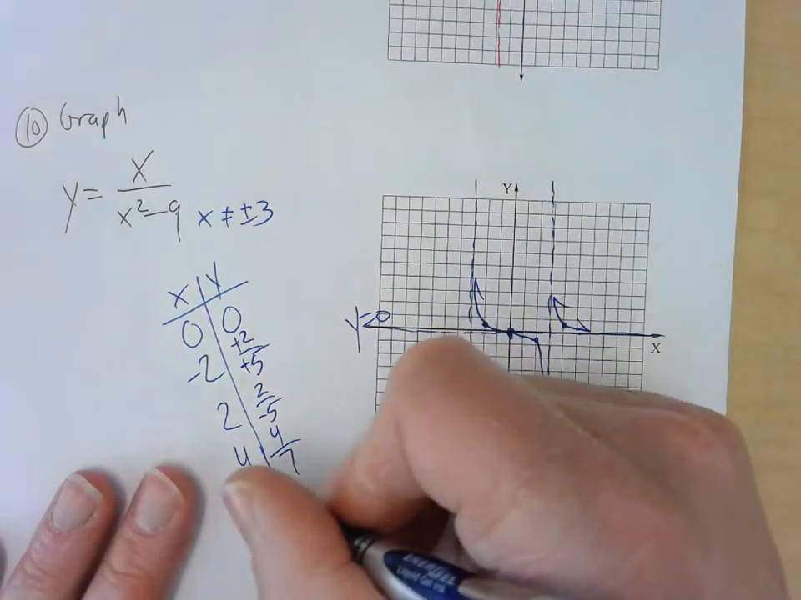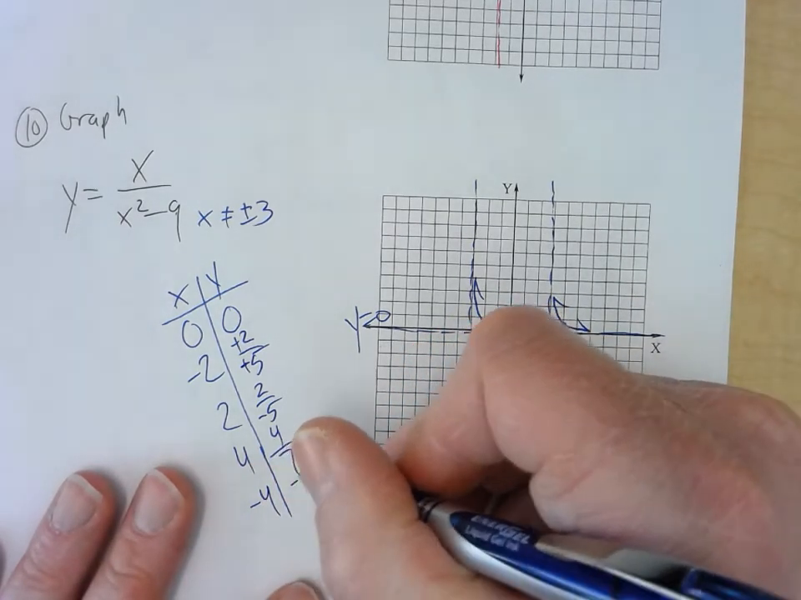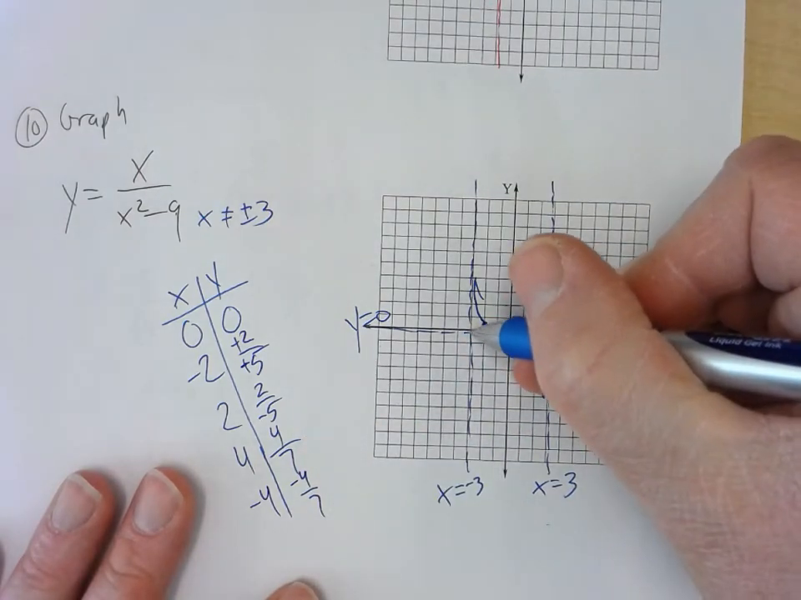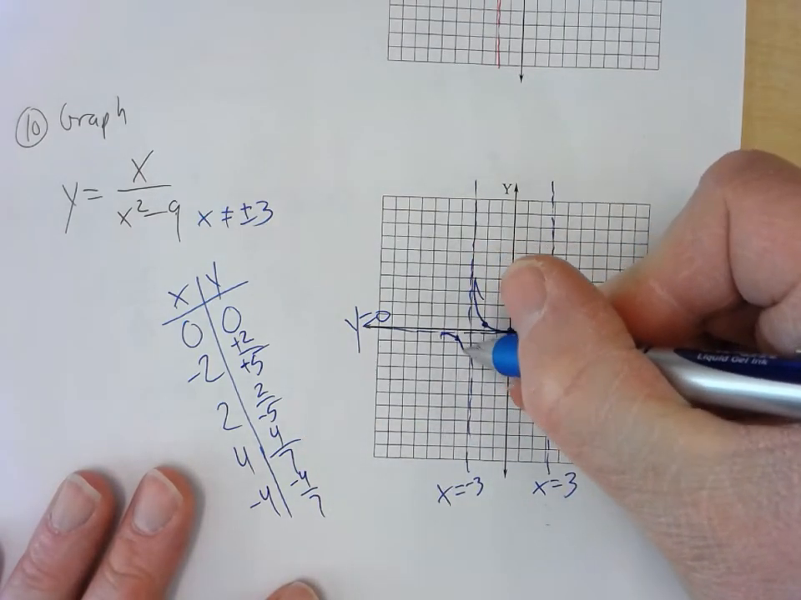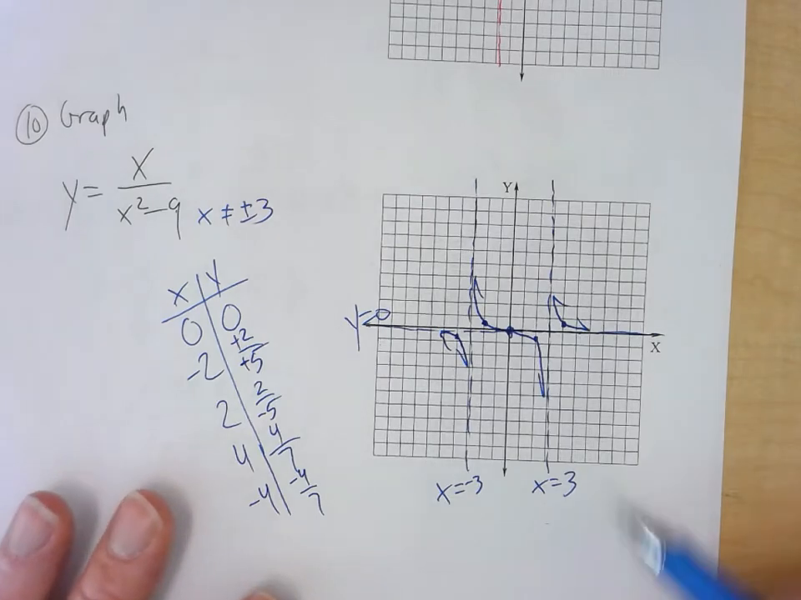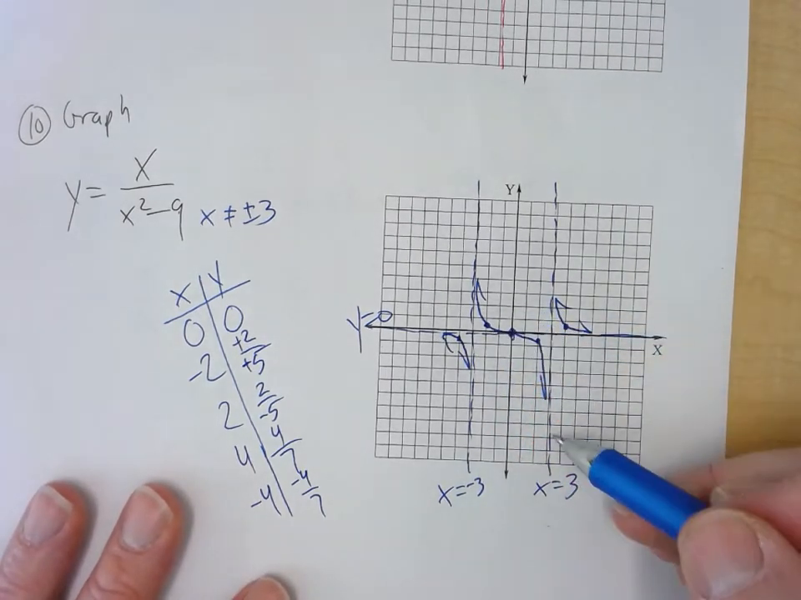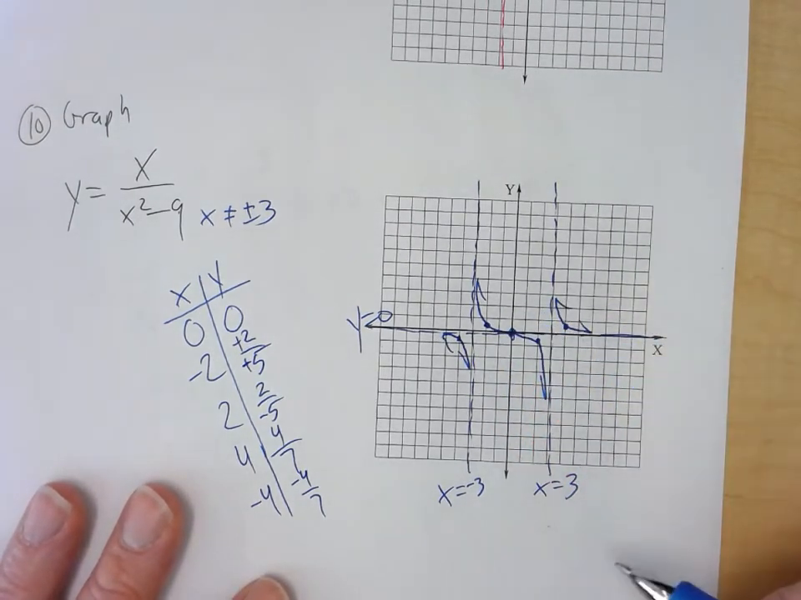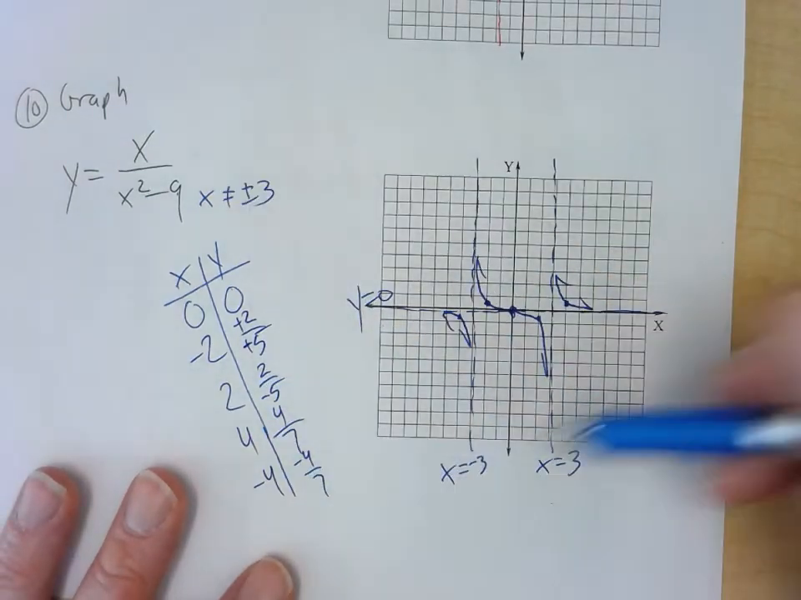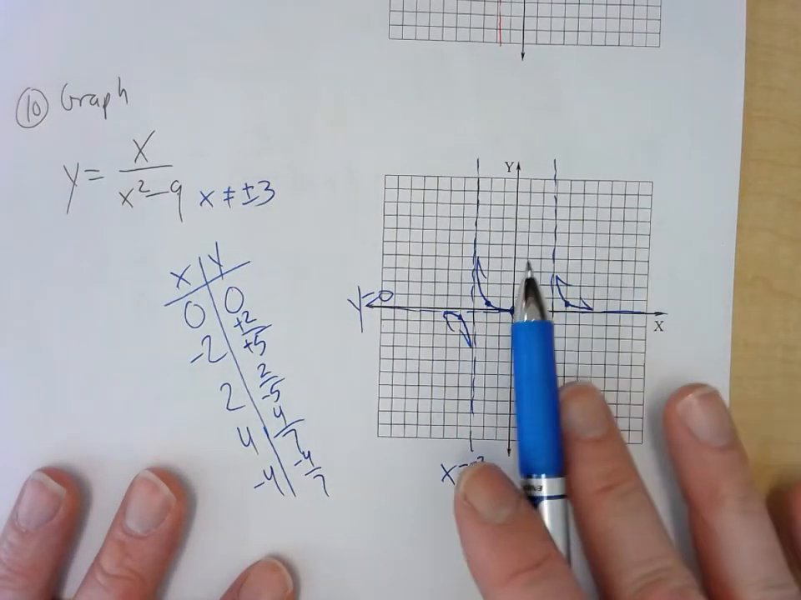And then -4 is actually -4 over 7. So -4 down there, so it's going to curve in that little quadrant there. So it curves in here, an S-shapey thing in there, and then it curves right there. So pick some points in the different regions and see how it curves.